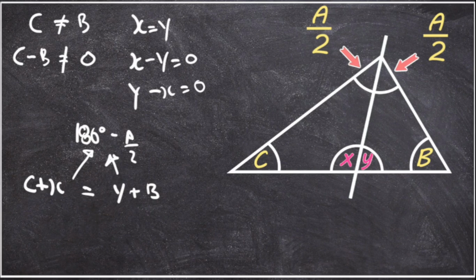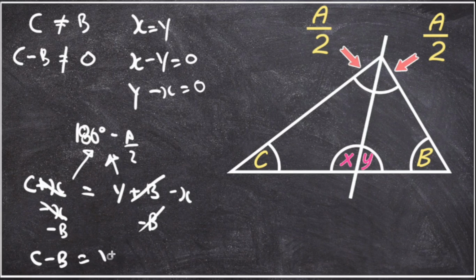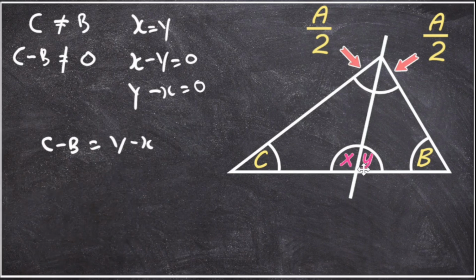Let's subtract X from both sides. The X and the minus X cancel, and then let's subtract B from both sides, and the plus B and the minus B on the right hand side cancel, and that leaves us that C minus B is equal to Y minus X.